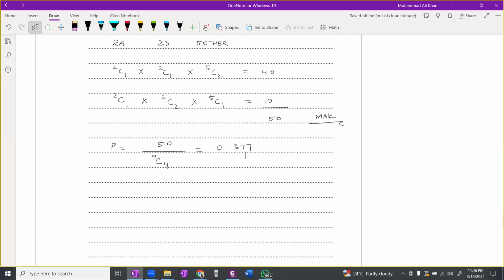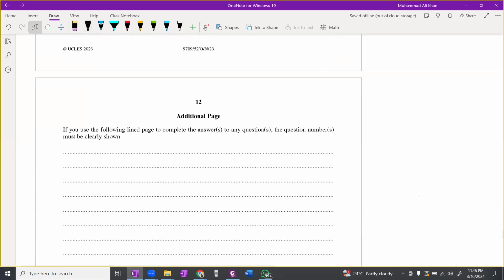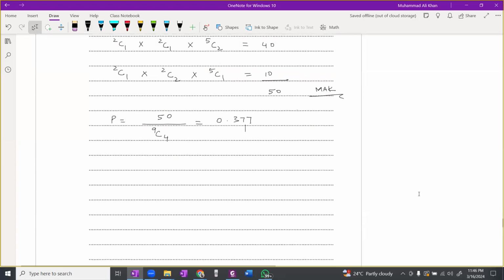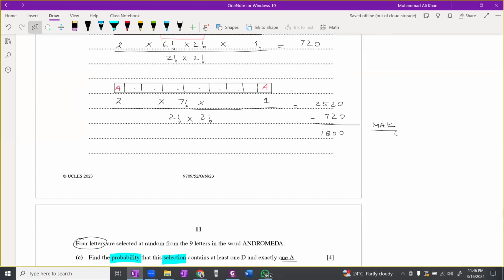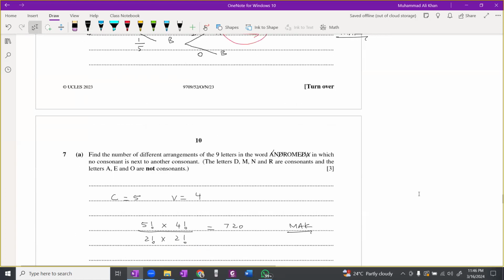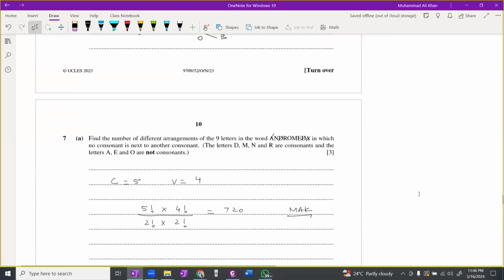Okay, now after that, this is the last question. This is the last question, question number 7 of permutation combination.